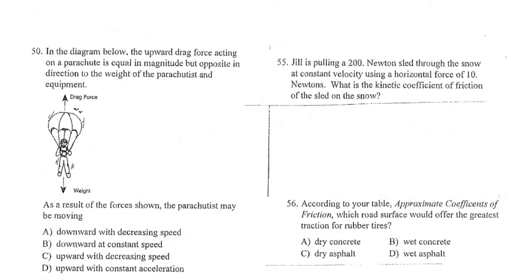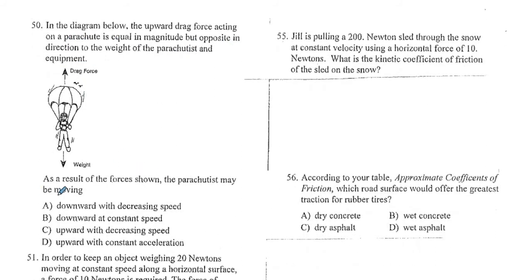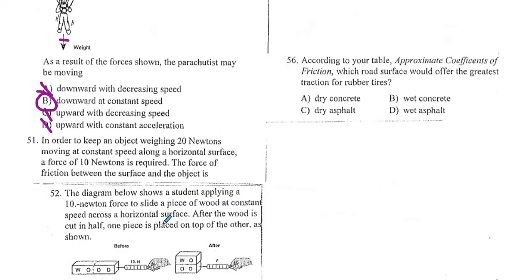Okay, so the next page, we have a parachute that skydivers jump with. The upward drag acting on the parachute is equal in magnitude but opposite in direction to the weight of the parachutist and the equipment. As a result, the parachutist will be moving. So this force and this force are equal. If they are moving, they're going to continue to move at a constant speed. Actually, that gives me my answer. So not only are they moving downward, but they're moving down at a constant speed.